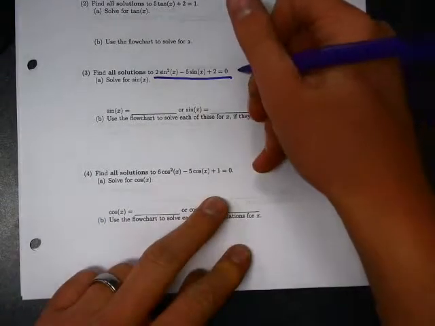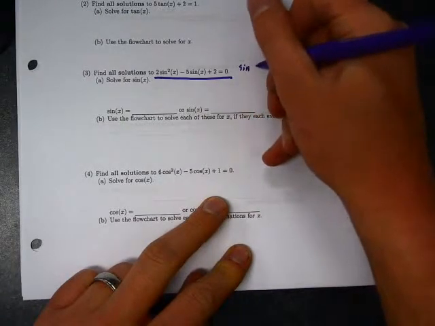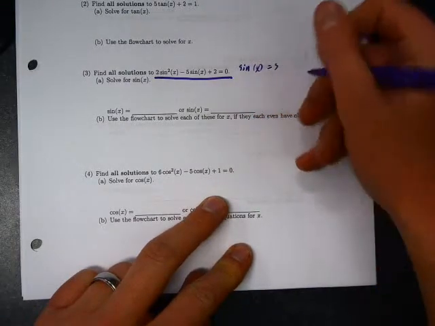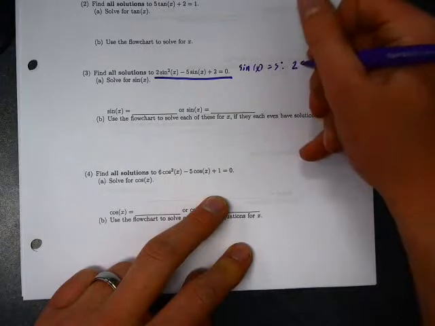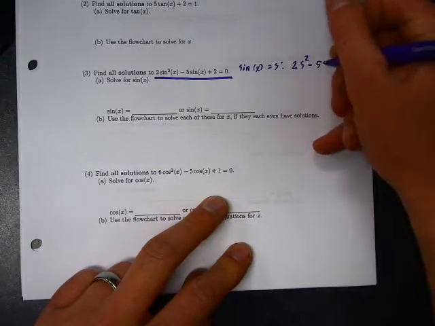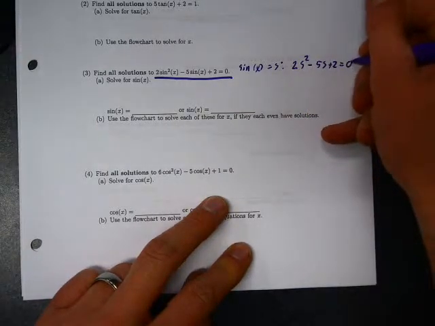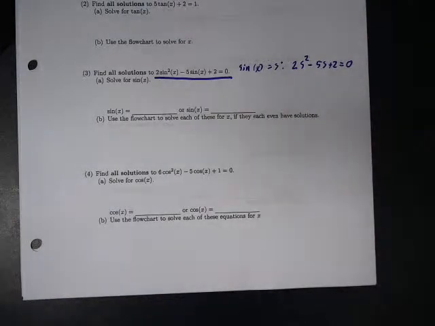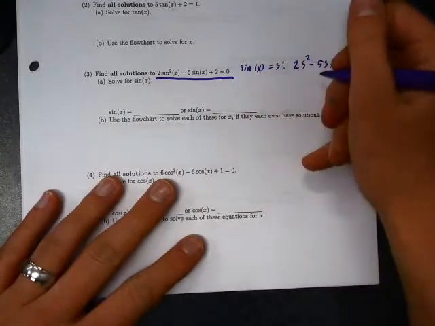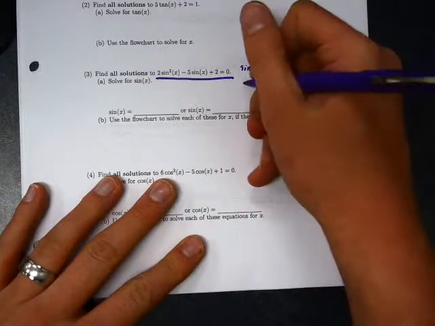Maybe just for convenience, I'll replace sine of x with s. And we'll see 2s squared minus 5s plus 2 equals 0. Does that look like an equation that's easy to solve? Yeah, it's quadratic. And either you can factor it, if you see how to factor it, or you can use the quadratic formula. I'll use the quadratic formula.